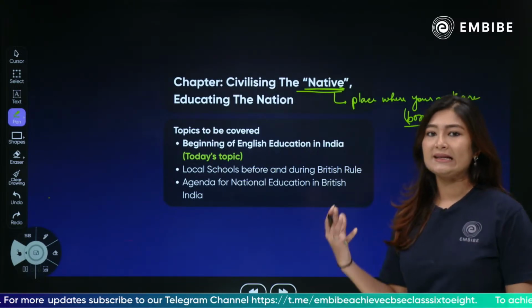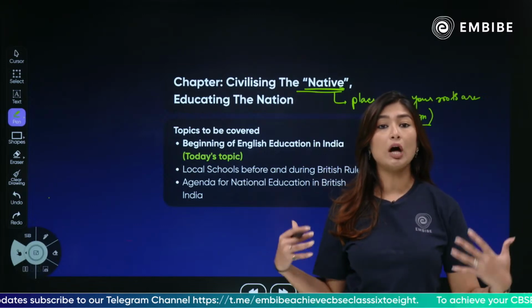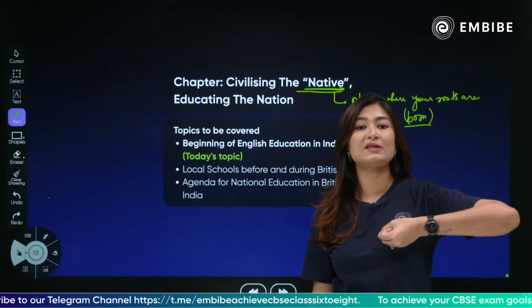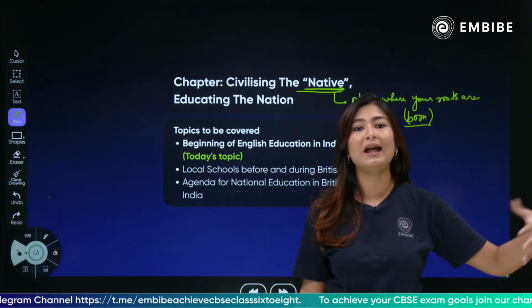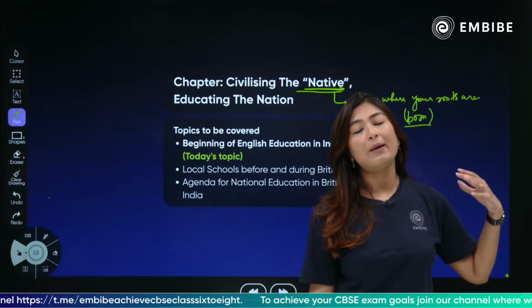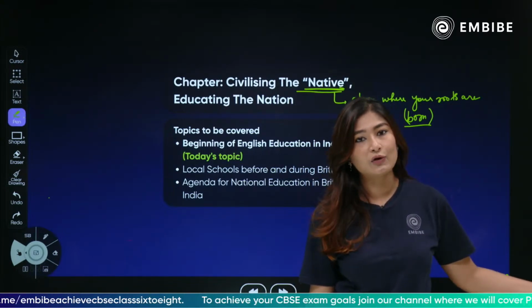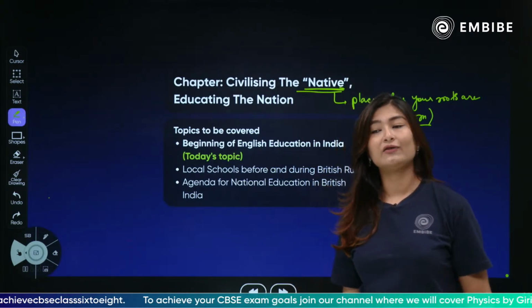Okay, address can be anywhere. So for example, I stay in Bangalore, but Bangalore is not my native place. My native place would be in Bihar, where I was born, where I basically come from, where my roots are, where my family is from, right? So that is what native means.